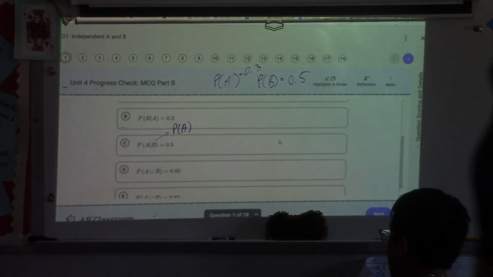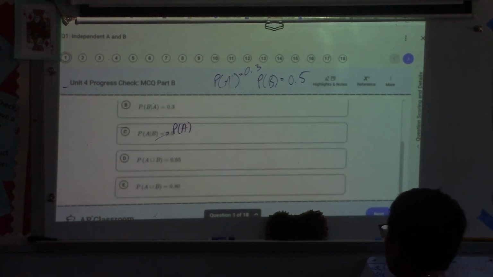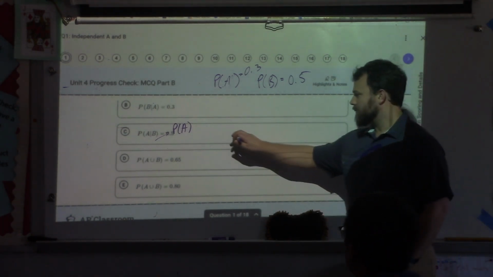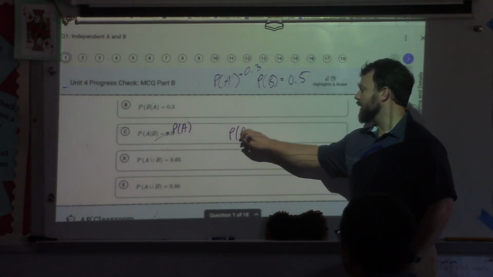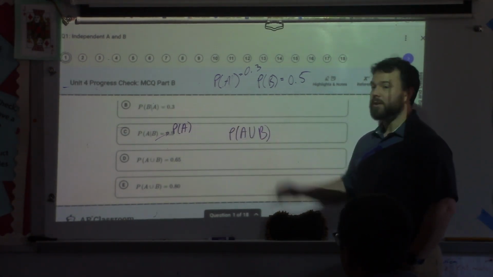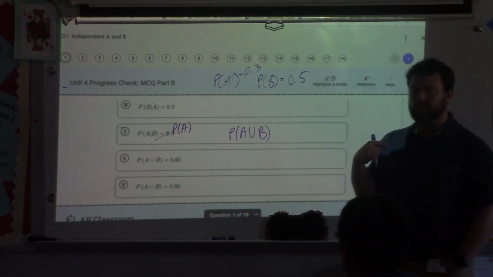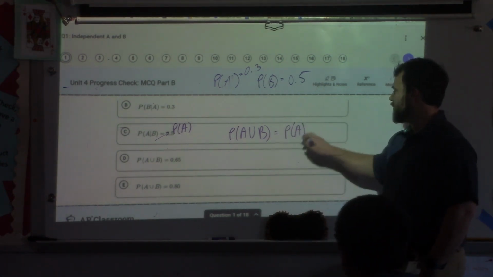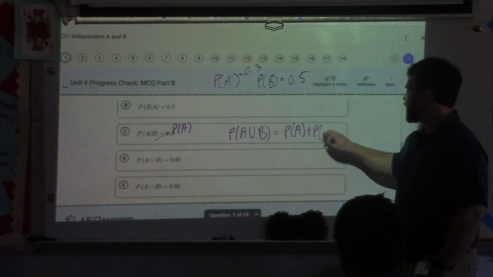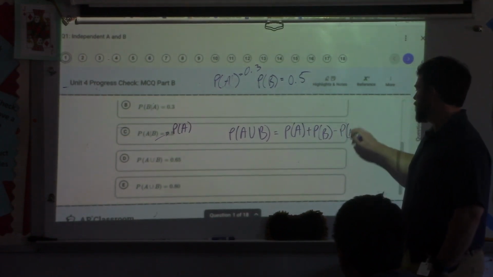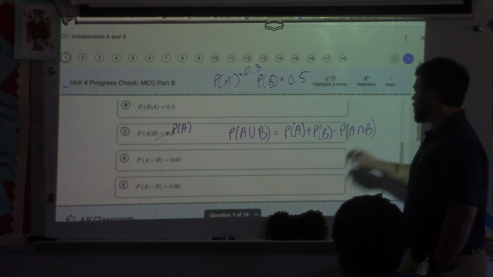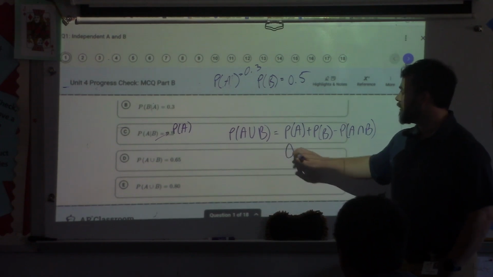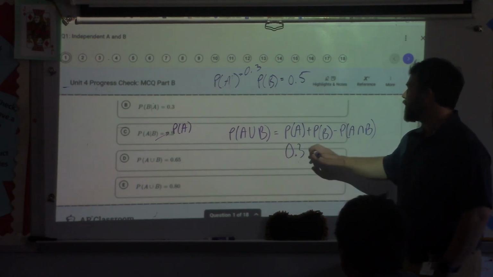So we're looking at D and E. What formula should we immediately think about? General addition. And remember, this is on your formula sheet. When I see that union, look at your formula sheet: probability of A plus probability of B minus probability of A and B. What is the general multiplication? Probability of A, 0.3, probability of B.